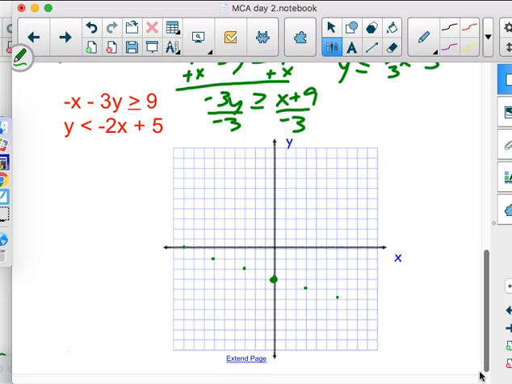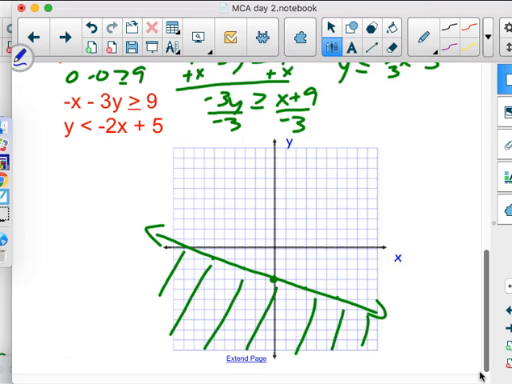And then we have to figure out if it should be dashed or solid. The top line, should it be dashed or should it be solid? Solid. It does have an equals. Let's test 0, 0 and see if it makes sense. 0 minus 0 is greater than or equal to 9. 0 greater than or equal to 9? No. So we don't shade towards 0, 0. We have to shade that way.